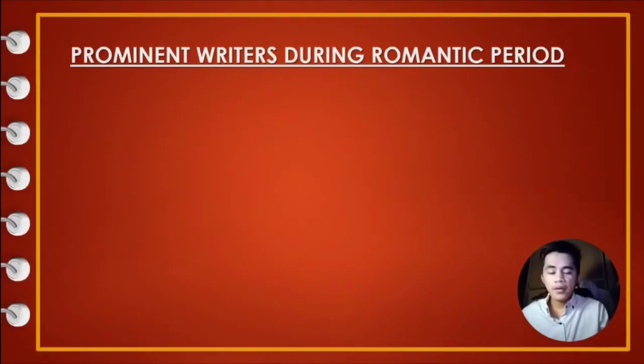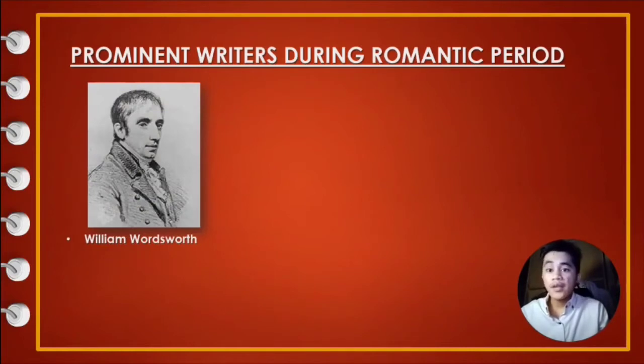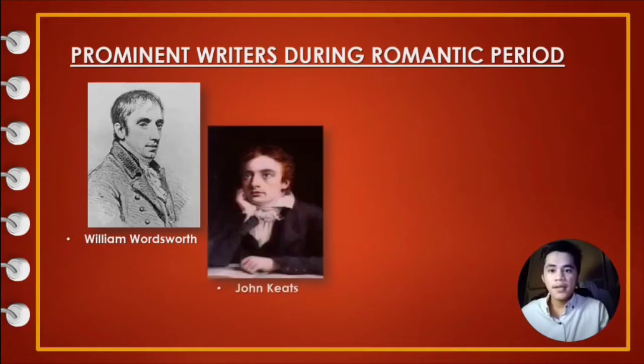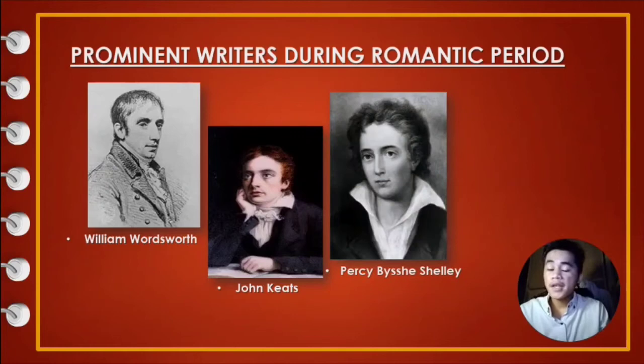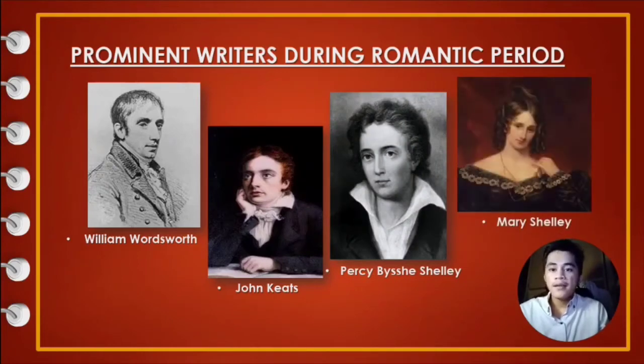Aside from Coleridge and Blake, the following are also prominent writers during the Romantic period. First, we have William Wordsworth. William Wordsworth is a friend of Samuel Taylor Coleridge, and in fact, their collaboration in writing Lyrical Ballads heralded the English Romantic movement. Second, we have John Keats, Percy Bysshe Shelley, and Mary Shelley.